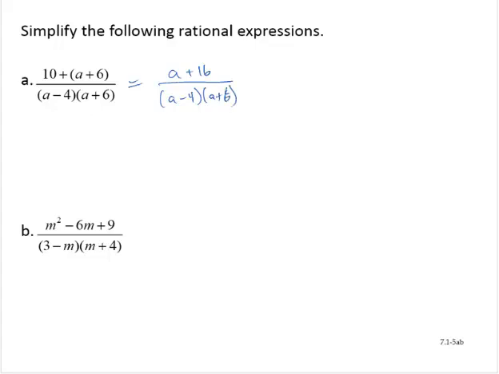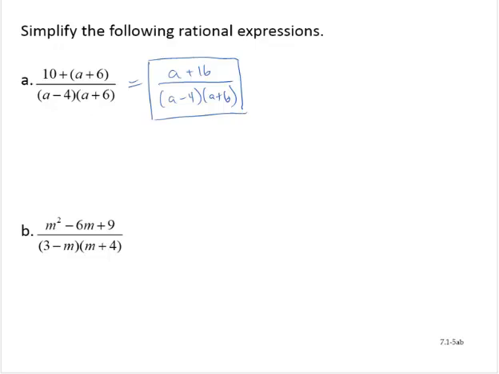We can't factor the numerator, and the denominator is already in factored form, and we can't remove anything, so we generally leave the expression as that. A plus 16 over a minus 4 by a plus 6.